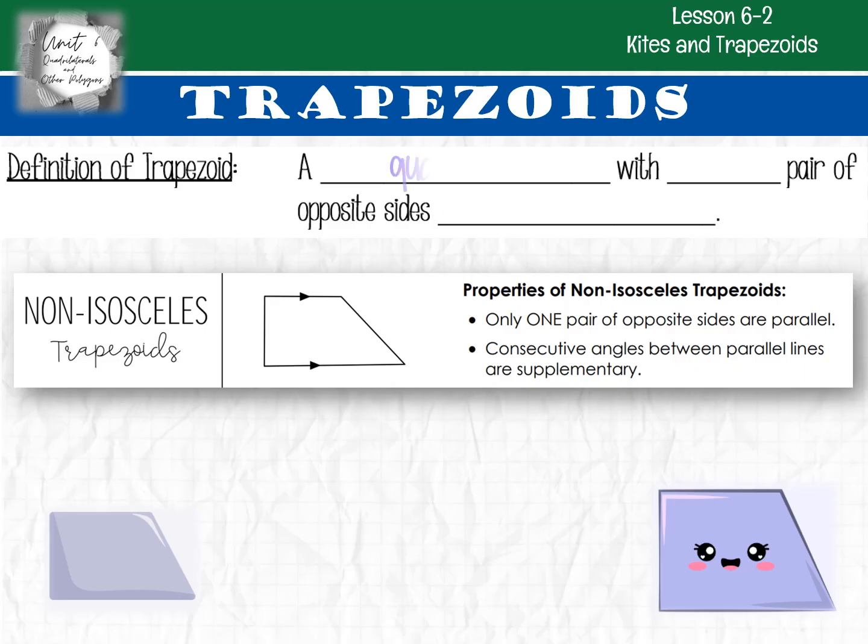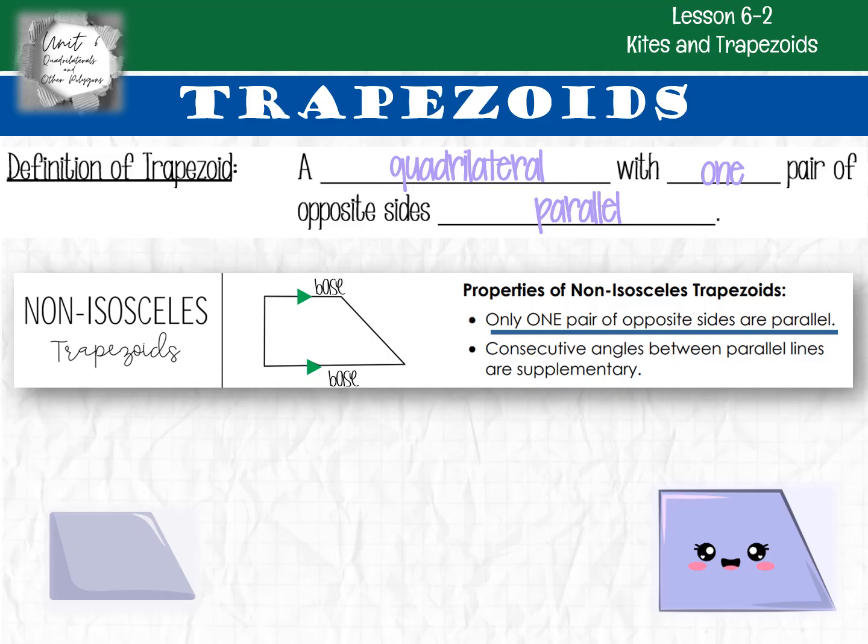Definition of trapezoid: a quadrilateral, four-sided figure, with one pair of opposite sides parallel. Let's start with non-isosceles trapezoids. Here are their properties. Only one pair of opposite sides are parallel. There they are, marked with the arrow. Of course, that means parallel.